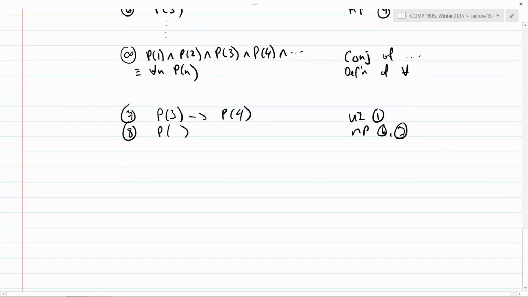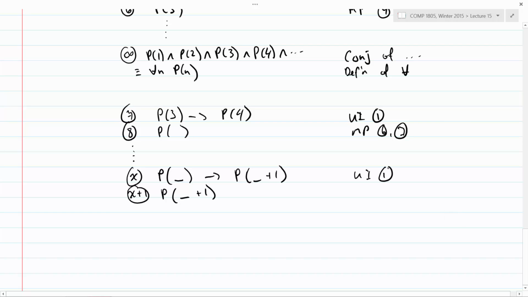So what's always happening is I get something like, so let's call this step X. I'll get P something implies P something plus 1. And then in step X plus 1, I will get P something plus 1. So this one was by UI of 1, and this one will be modus ponens of X minus 1 and X. That's how I do that. And you can fill in the blanks with whatever's appropriate, like X over 2 or something like that. So that's why this pattern works. That's what it looks like in general.